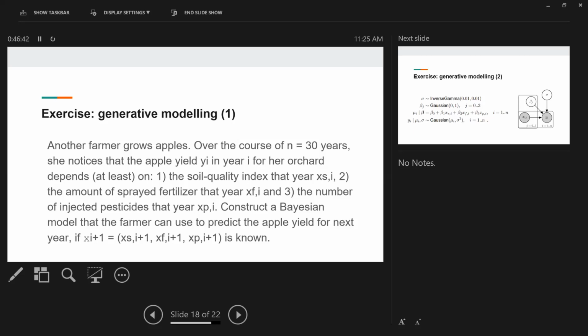Does anyone need help, or have you already finished it? I'll give you one more minute. So what can we use as mu? Yeah, and how can we combine them? Yes, yeah, multiply each x with a weight.